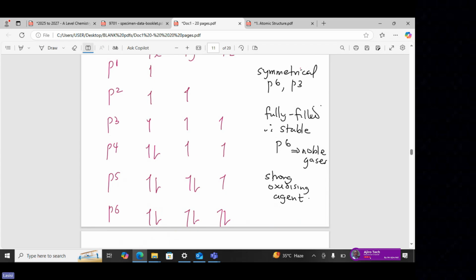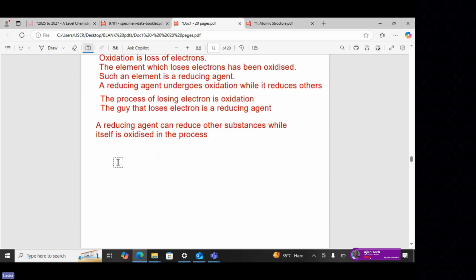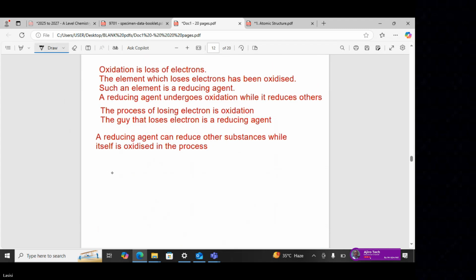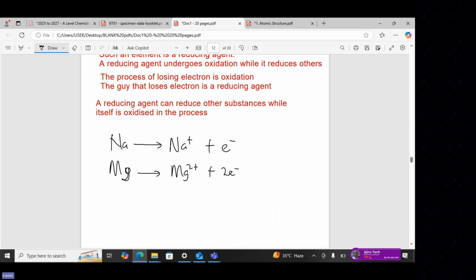If they lose electrons, now look at this. I will say it until it gets in. Na gives Na+ plus e-. Mg gives what? Mg2+ plus 2e-. Now, are these processes oxidation or reduction? Oxidation. Thank you. They are both oxidation. So which type of agent are sodium and magnesium? The reducing agent. Can you see now you get it very well?